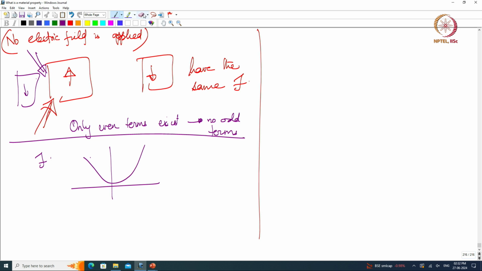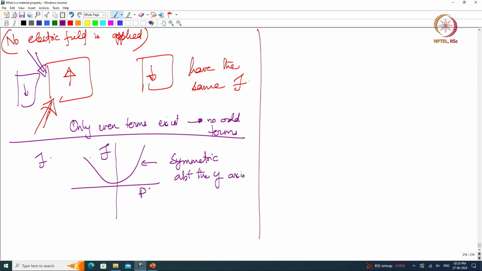It is symmetric about the y axis. So this sort of a potential is symmetric about the y axis. It is not parabolic, you also have higher powers, but this is symmetric about the y axis, right. So this is f as a function of p.